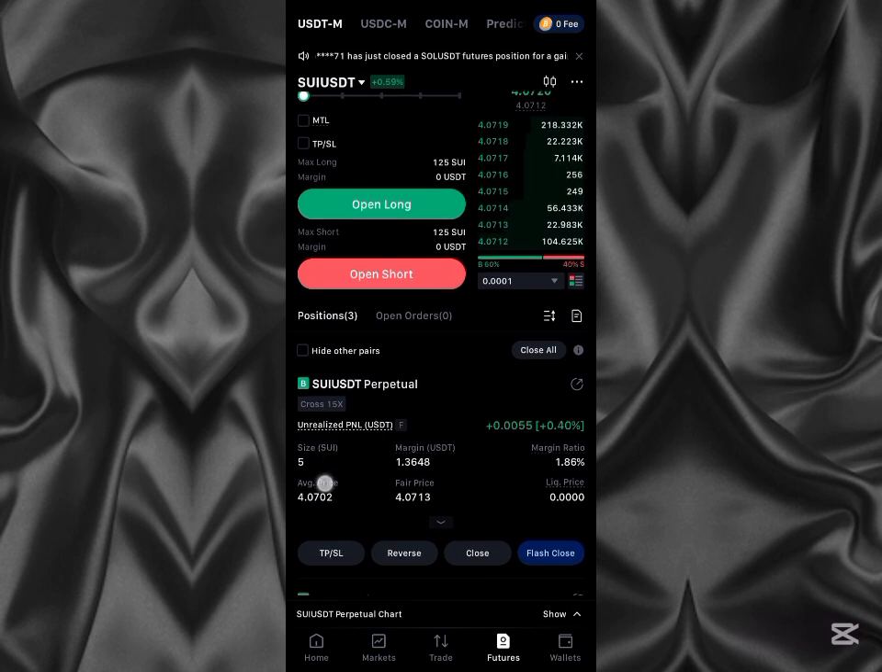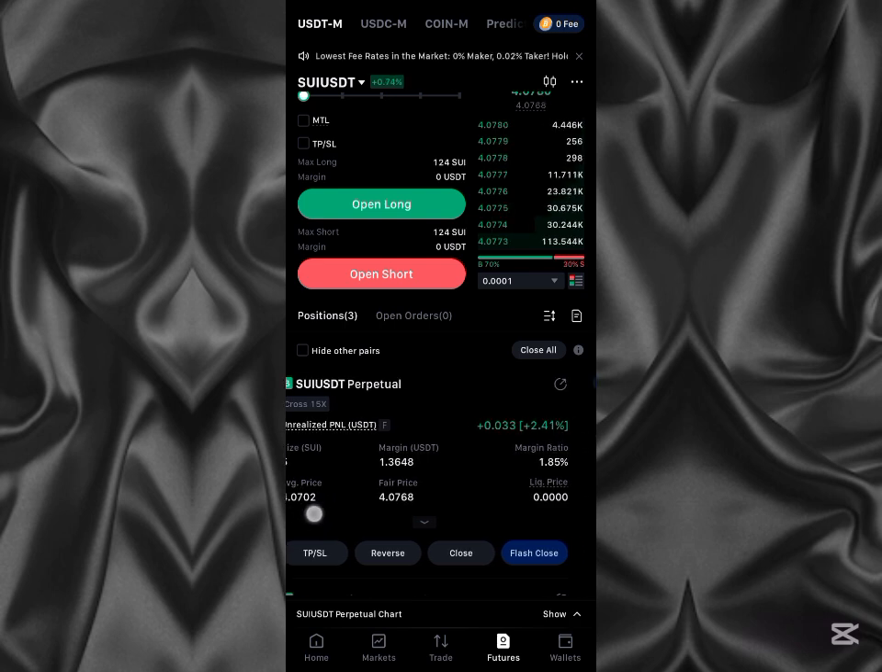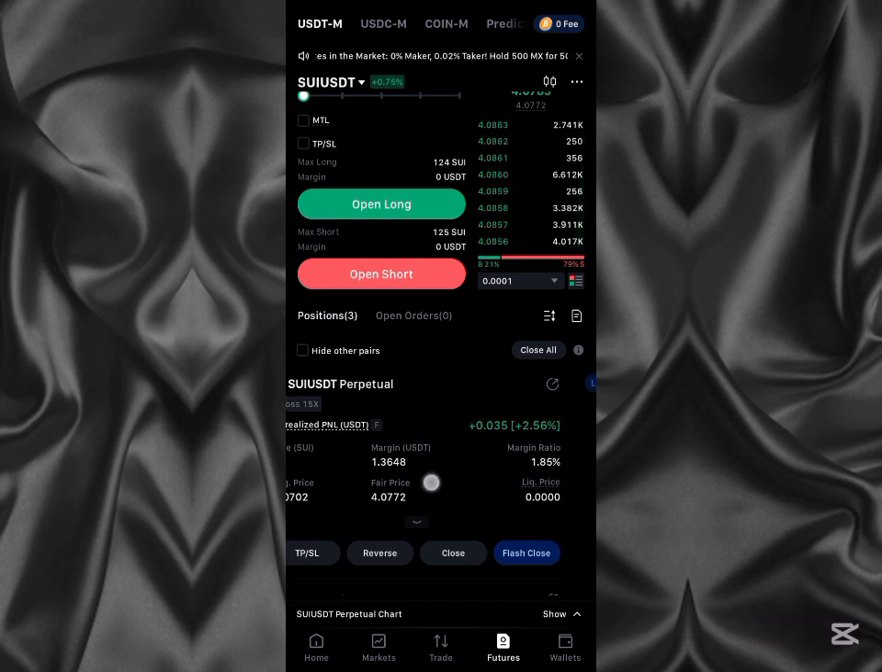Now, this is the average price that I entered the trade. This is the current price. Because it is increasing, it's a bit higher than the average price, I'm in profit. It's green. But if it goes below this average price, here will be red and I'll be in loss. This is the amount I used to enter the trade.